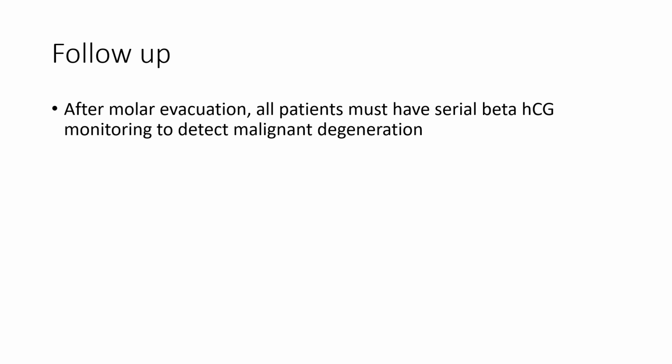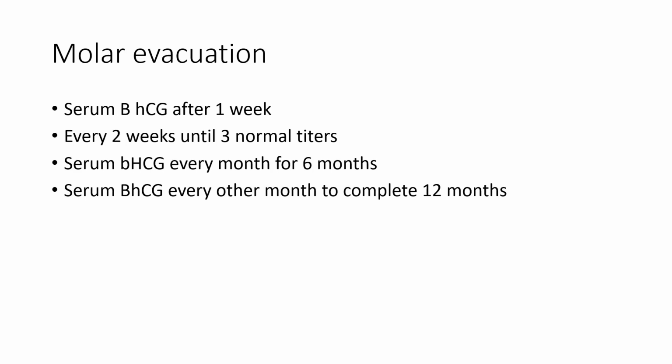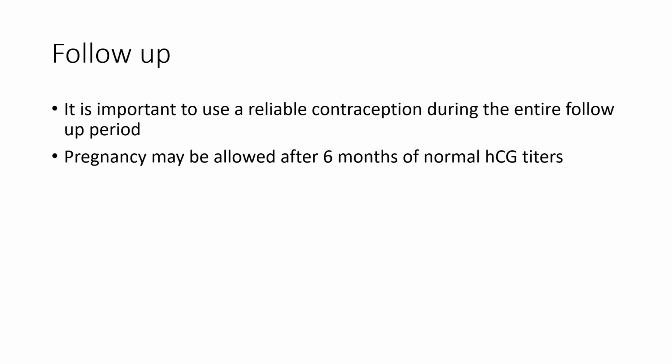So, follow-up schedule after mole evacuation: all patients must have serial beta HCG monitoring to detect malignant degeneration. For molar evacuation, we test the serum beta HCG after a week, then every 2 weeks until 3 normal titers, then every month for 6 months, then every other month to complete 12 months.